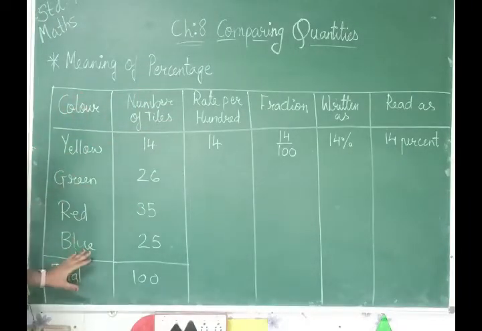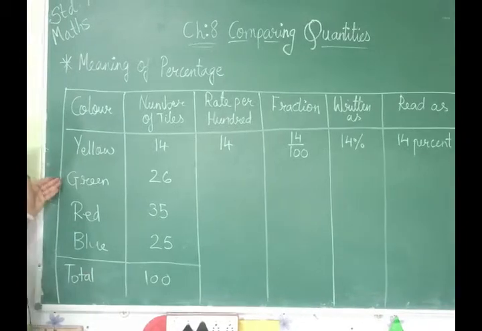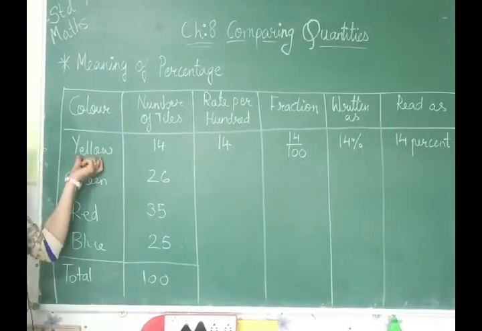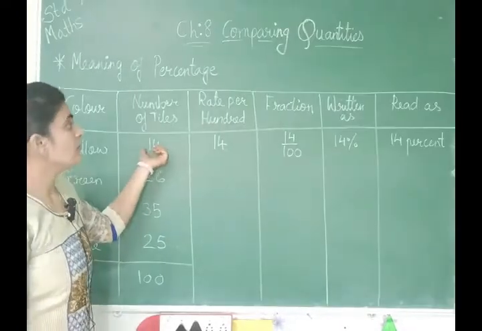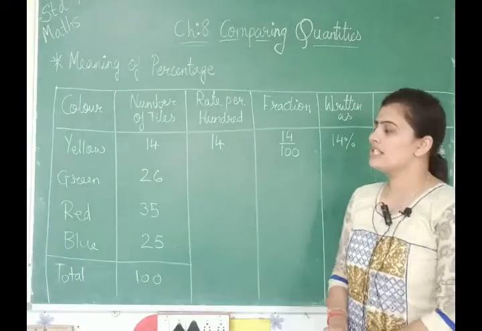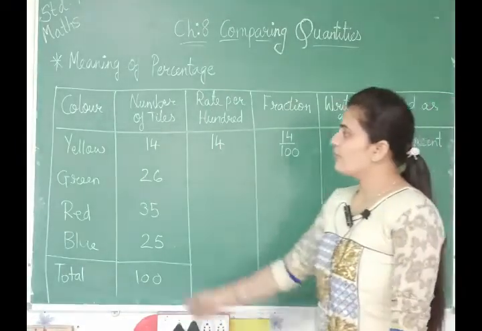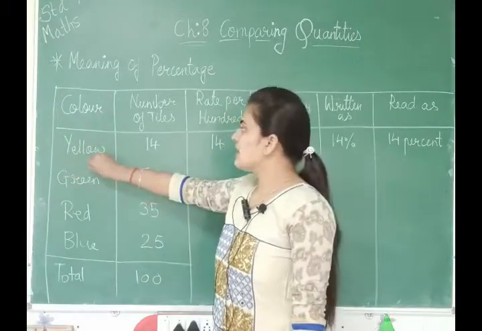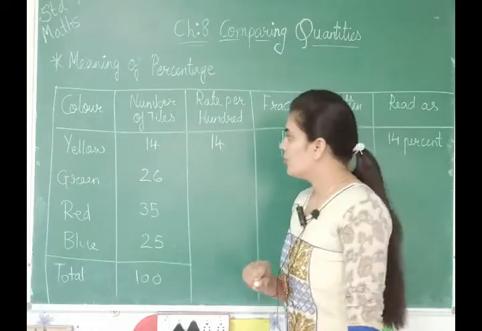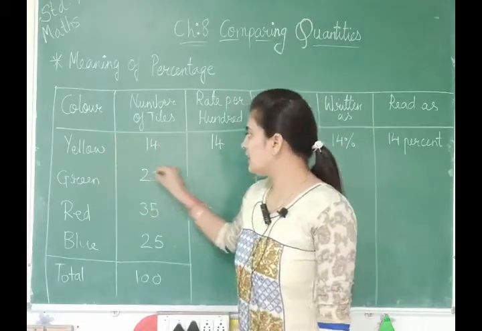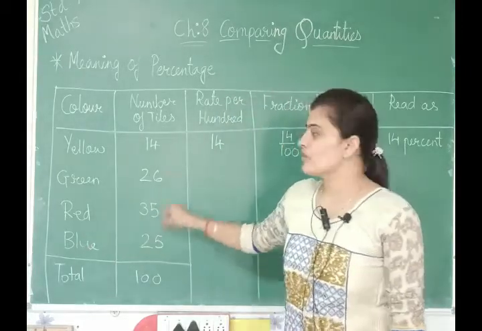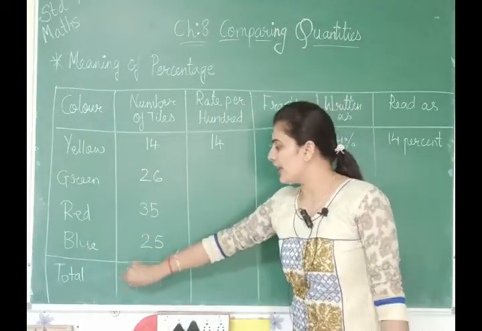Now here colors of tiles are given. You can see 4 different colors, and the number of tiles is given; yellow tiles are 14. You have to represent these in percentage. First let us see whether the total tiles are 100 or not. Yellow 14, green 26, red 35 and blue 25. If we sum these, you get 100.